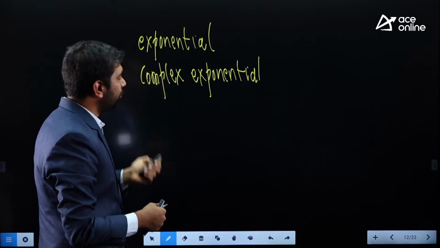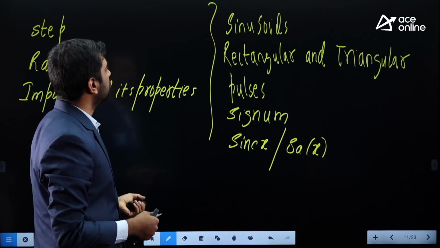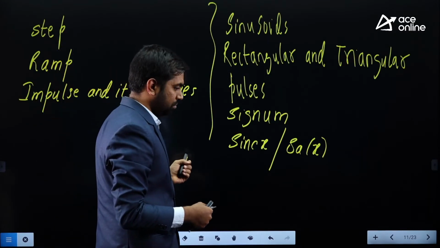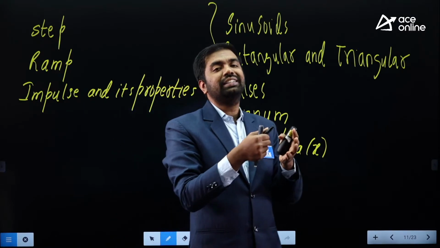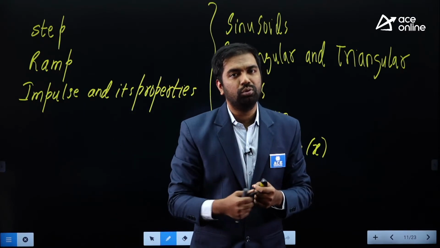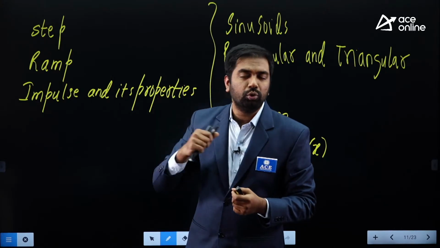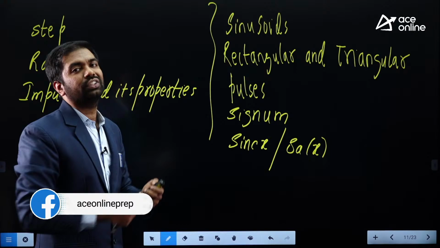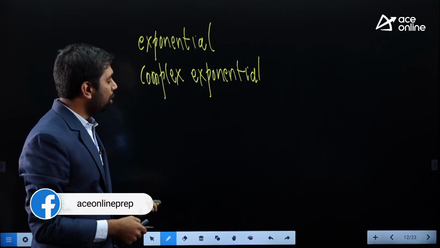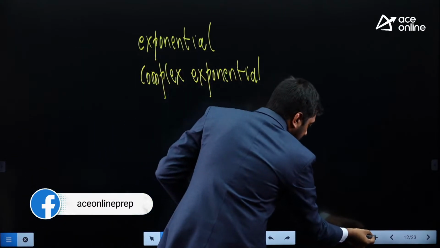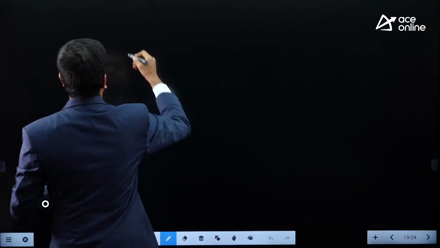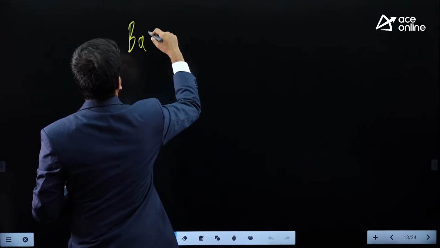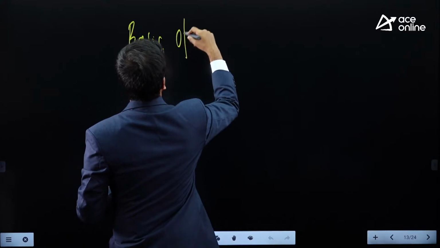So these are the things you have to learn, and also these are all continuous time signals. So you should also know about discrete time signals, an extension of this. And then the basic operations on these signals. What are the basic operations on these signals? Let me highlight them. Basic operations.